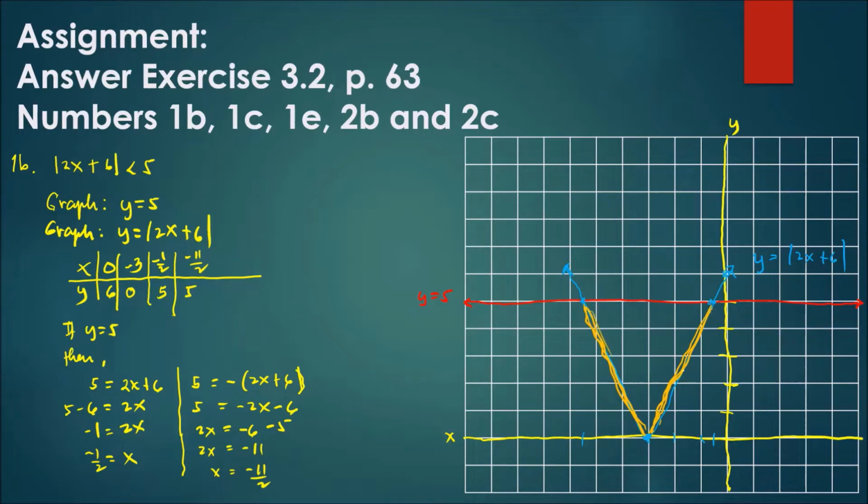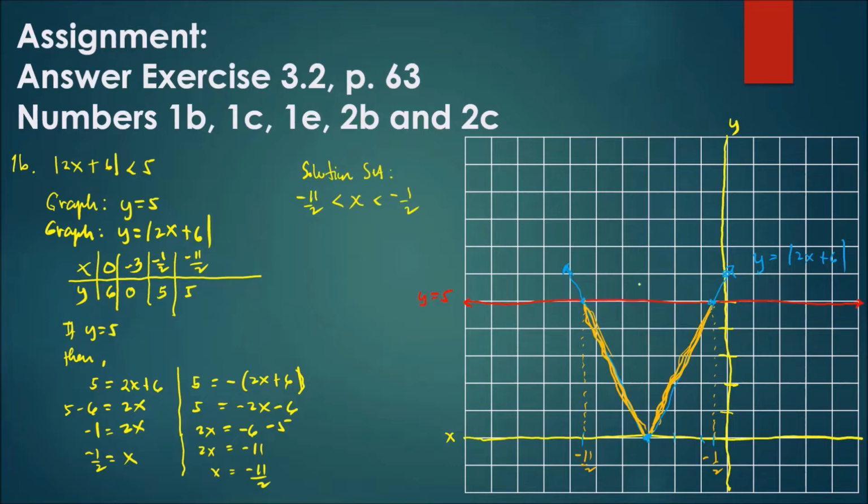And what are the values of x? The value of x here is negative 11 over 2, and the value of x here is negative 1/2. So therefore, our solution set is x from here up to here. So x is greater than negative 11 over 2, but less than negative 1/2.